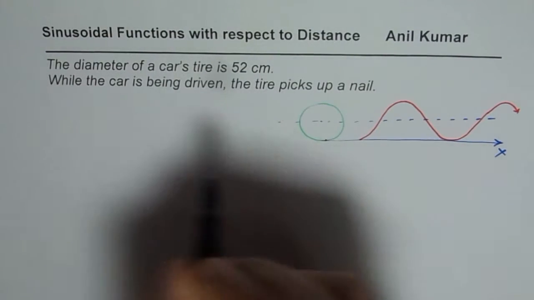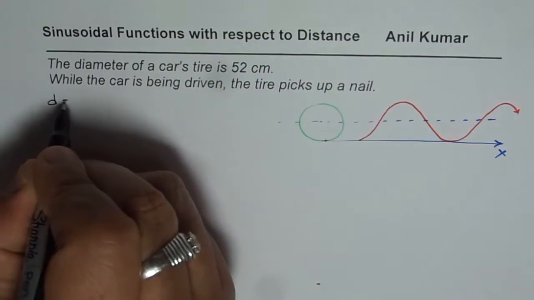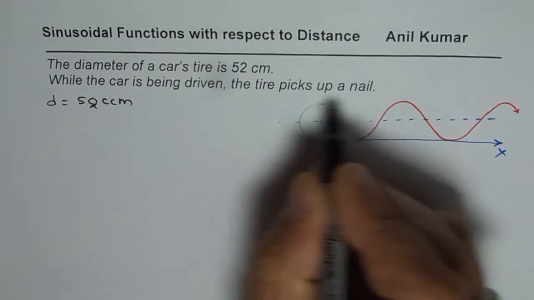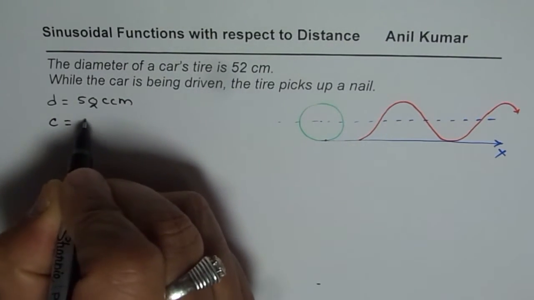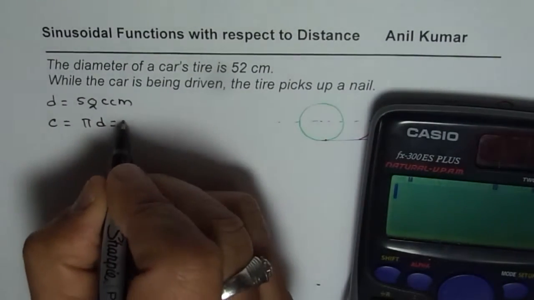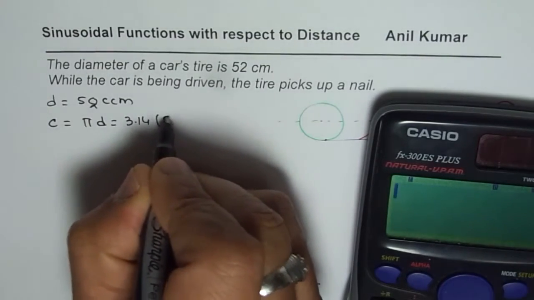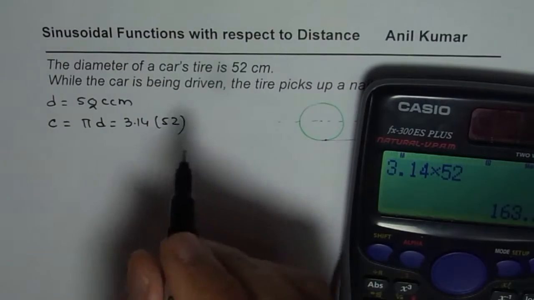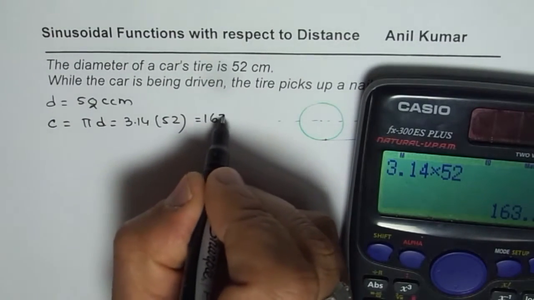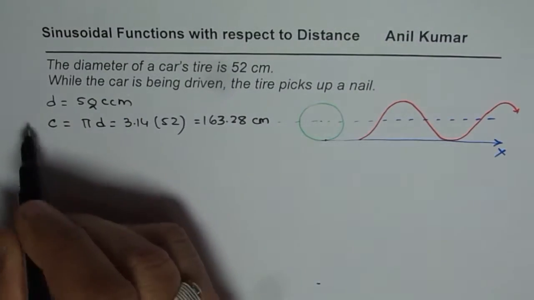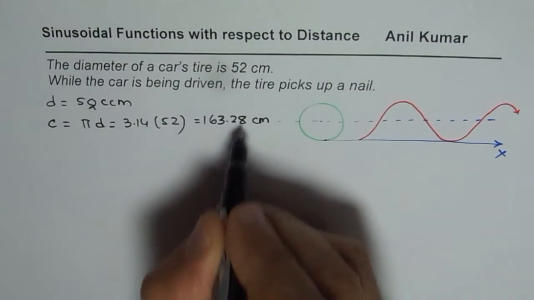To begin with, we are given the diameter as equal to 52 centimeters. That means the circumference will be equal to pi d, right? In this particular case, pi we can take as 3.14 and multiply by 52. So we do 3.14 times 52. That gives us 4082, let's say approximately 163.28 centimeters, right? So that is to say that one full circle is 163.28 centimeters.